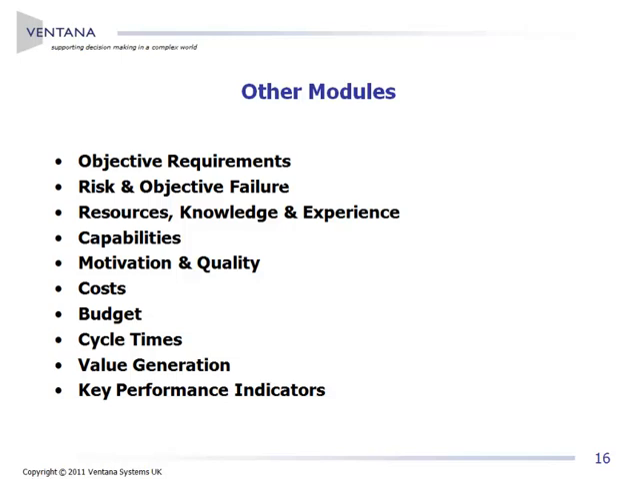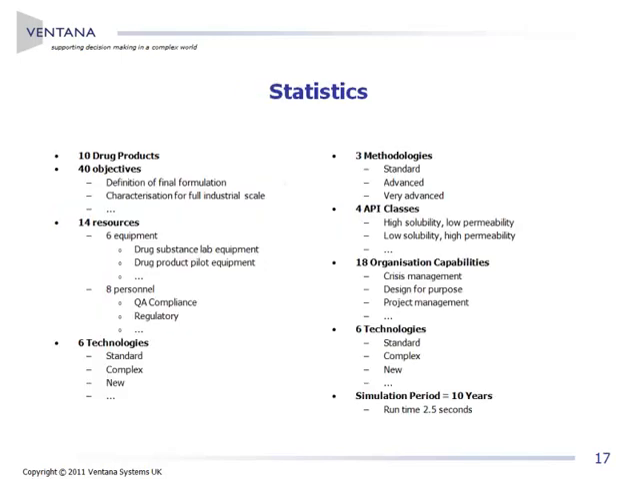The other modules give you some flavour of what else is included in the model. Your standard things such as motivation and quality. Cycle times, value generation, key performance indicators, they're all outputs from the model. They were all devised. They were partly a series of KPIs that they already had, but some that we developed during the workshops with them.